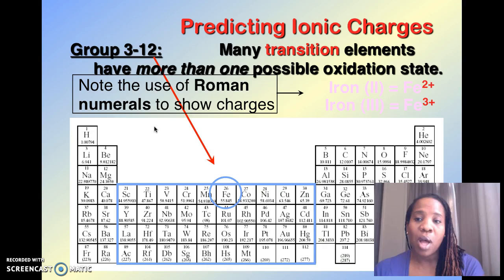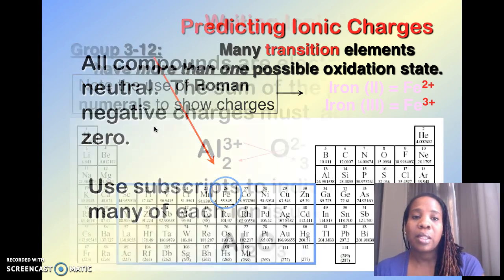Okay, so now let's look at an example. Iron can form +2 or +3 charge. So if it's +2, you would call that iron 2, and you represent that using a Roman numeral 2 to show the charge. And iron 3 would be represented with a Roman numeral 3. So just keep in mind that the 3 refers to the charge on that metal.